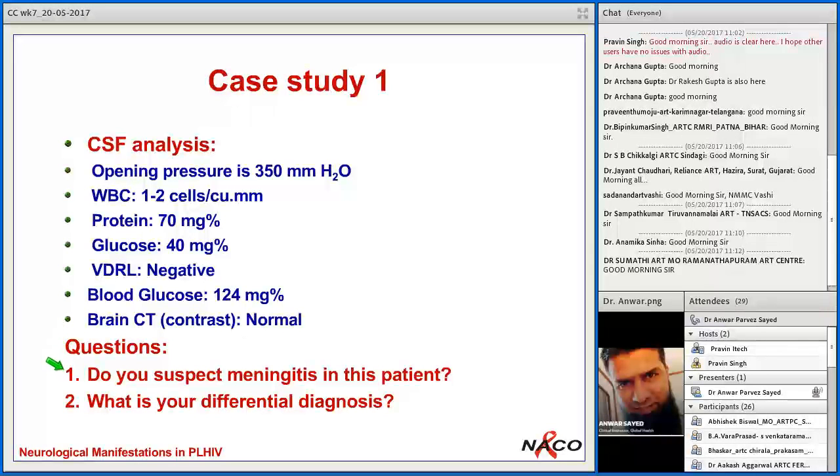Now this is important. Opening pressure is for those who have not seen many of the meningitis in HIV. When you put in the needle, the CSF needle, to withdraw the CSF, the pressure with which the CSF comes out is called the opening pressure. It is measured in millimeters of water.